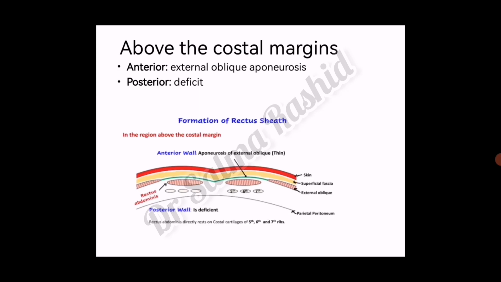Now, the formation of the rectus sheath above the costal margins. You can see anteriorly it has the external oblique aponeurosis and the posterior wall is deficient, and the rectus abdominis muscle lies directly on the 5th, 6th and 7th costal cartilages.